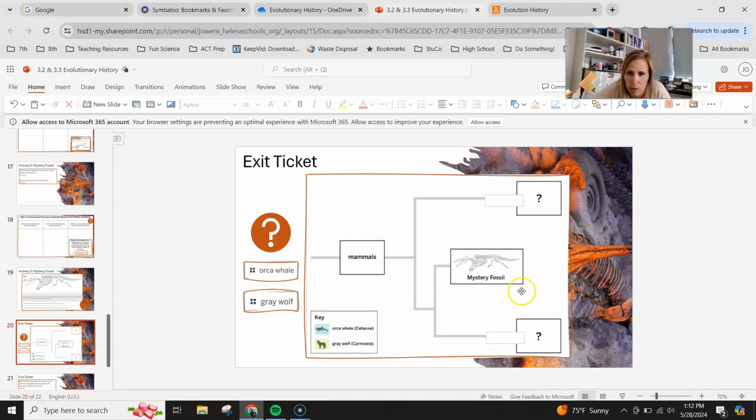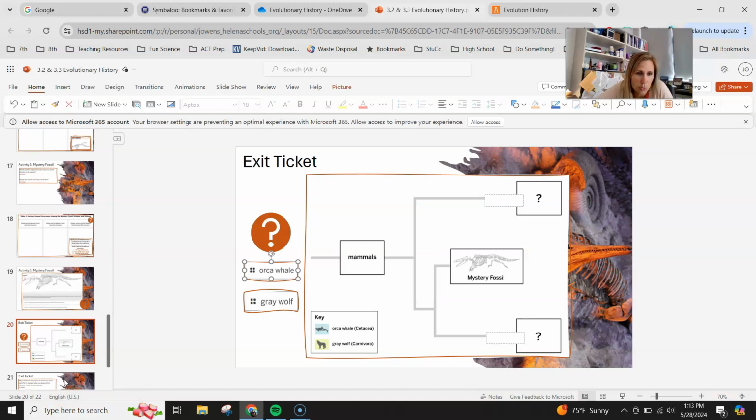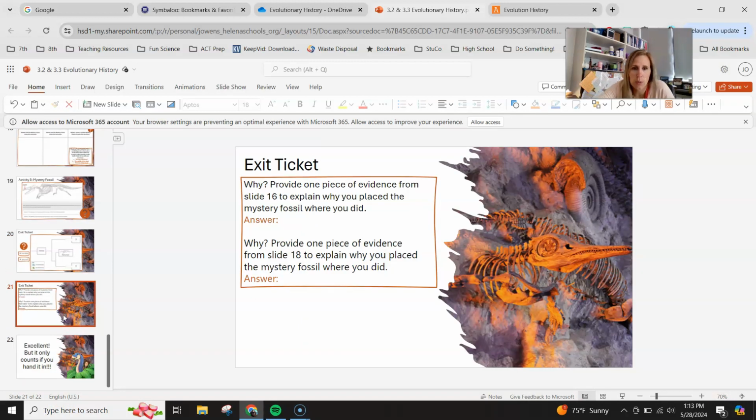Finally, your exit ticket for the day, you guys are going to place orca whale and gray wolf if this is our mystery fossil. Which one's more closely related is going to go in this box here, and which one you think is not as closely related, you're going to label here. So you will click and drag and leave those labels. And then you guys are going to tell me pieces of evidence. For your last slide, on slide 21, why?